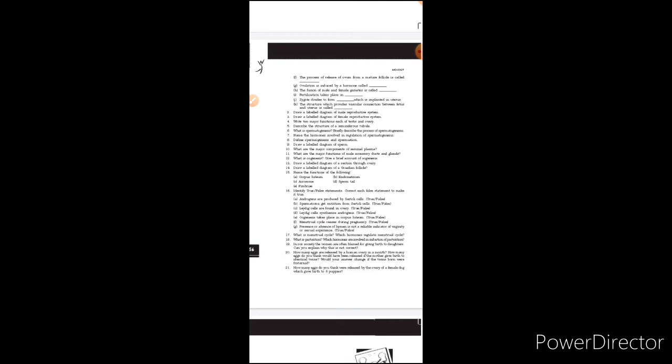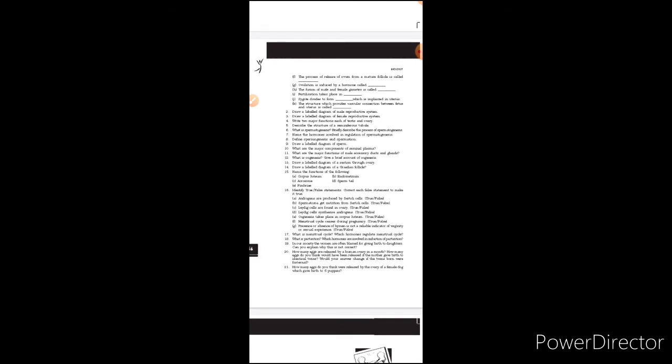And you have to give a brief account of oogenesis. Question number 13, you have to draw a labelled diagram of the section through ovary. Question number 14, you have to also draw a labelled diagram of graafian follicle. Question number 15, you have to name the functions of corpus luteum, endometrium, acrosome, fimbria, sperm tail.